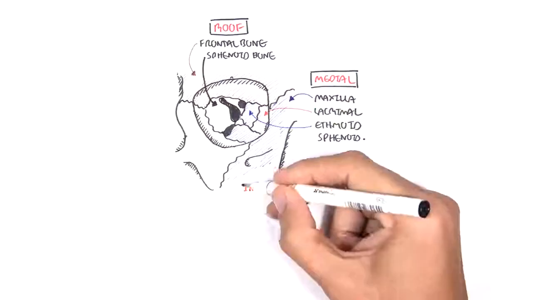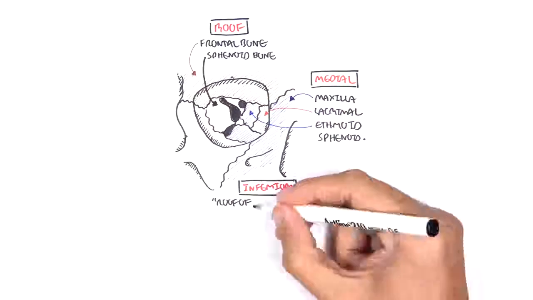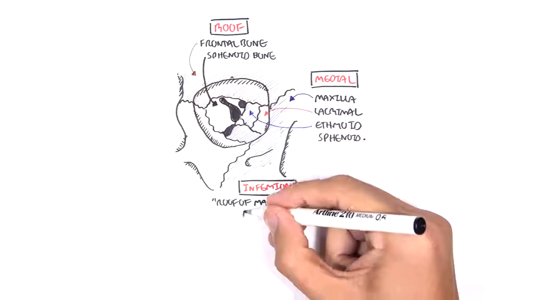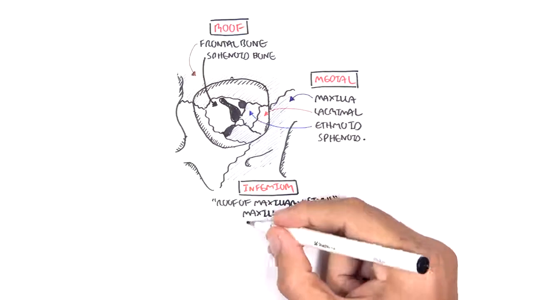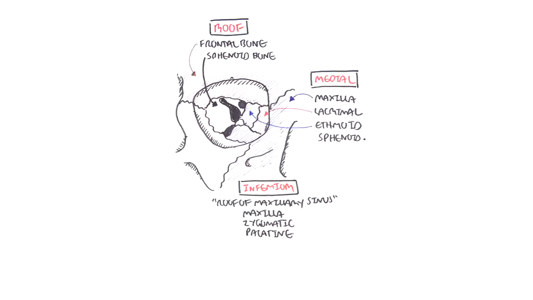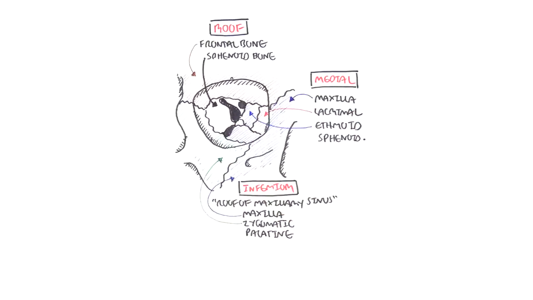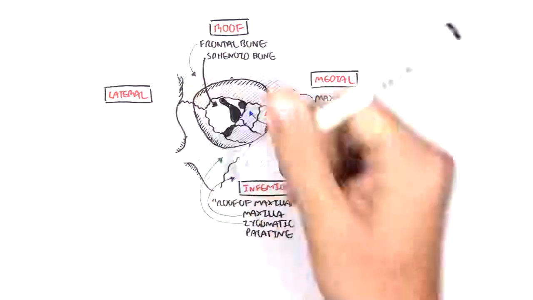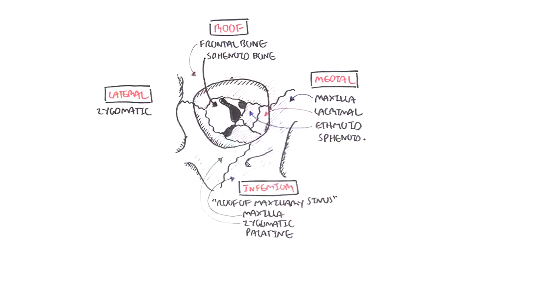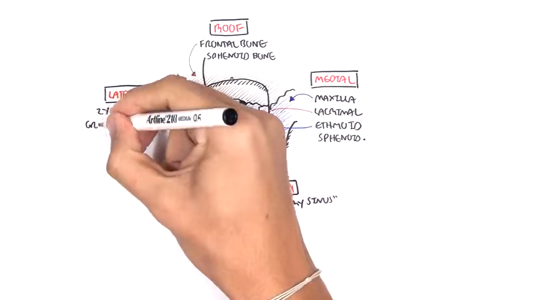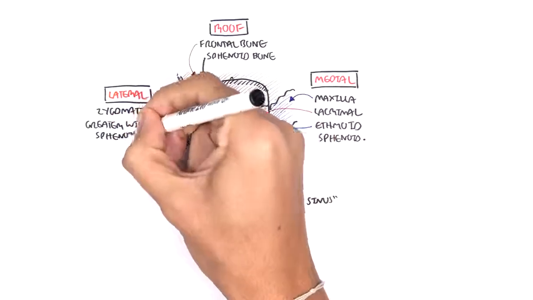The inferior border of the orbit is actually the roof of your maxillary sinus. It's made up mainly of the bones maxilla, zygomatic, and palatine. So here's your maxilla, zygomatic, and your palatine bones. The lateral border is made up of the zygomatic bone and the greater wing of the sphenoid bone.